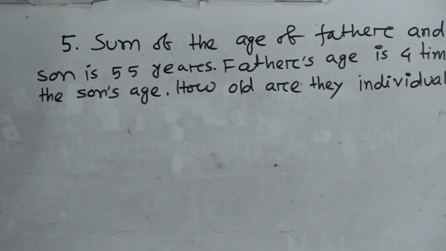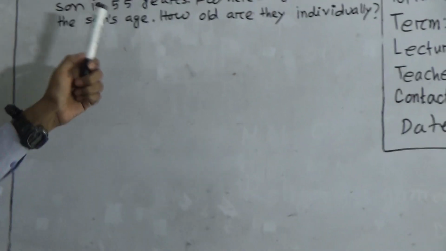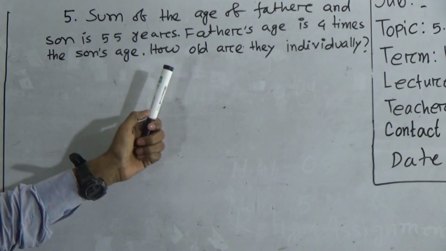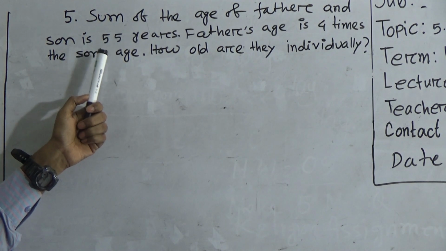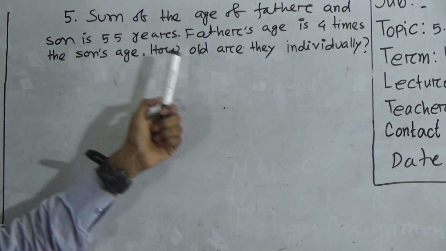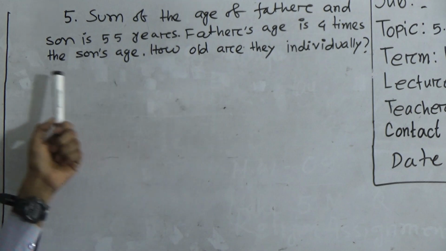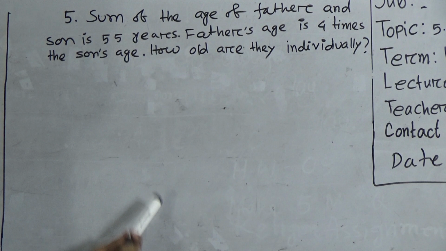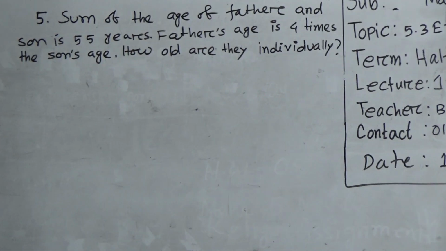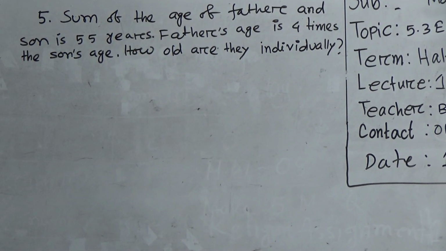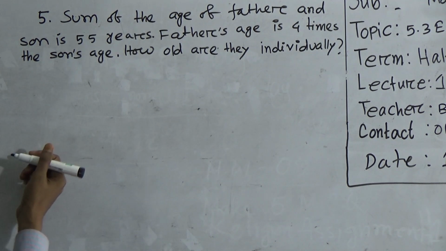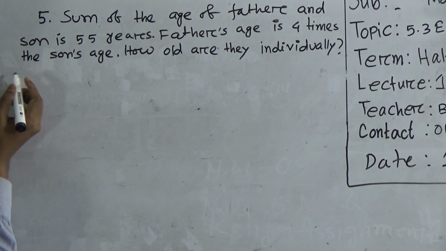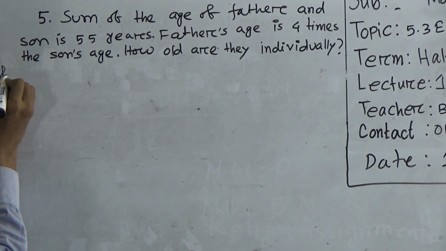Okay student, now I will solve question number 5. Look, question number 5. The sum of the ages of father and son is 55 years. The father's age is 4 times the son's age. How old are they individually? Student, this math is very, very important. So, please look carefully. Now write the solution.